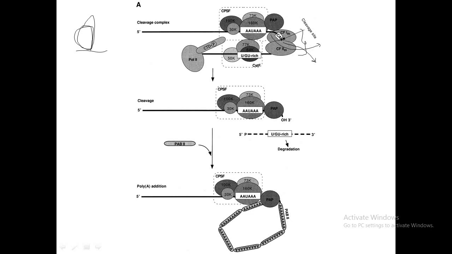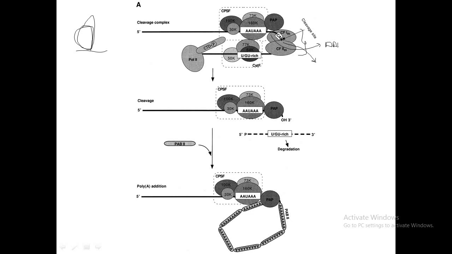Once they get recruited, cleavage factor 1 and cleavage factor 2 cleave this site, and the PAP protein starts adding the poly-A tail. Now the addition of the poly-A tail at this cleavage site is very slow. One more event is that after the cleavage, CF1 and CF2 get detached from the RNA. However, the other protein complexes remain present.